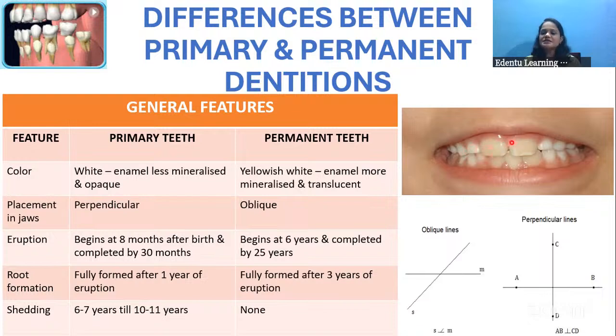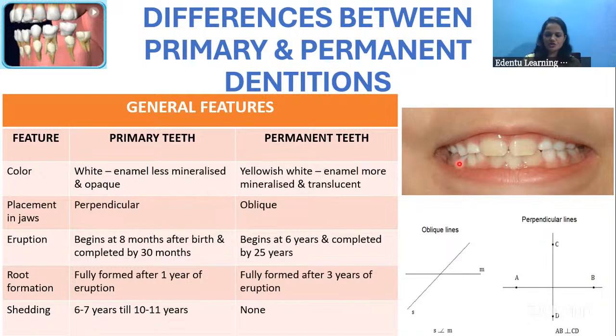Whereas this is the permanent teeth, the newly erupted permanent teeth. In the permanent teeth, you will see that it is somewhat yellowish white in color. Why yellowish white? Because the enamel is more mineralized and it is translucent in nature, so the underlying dentine color is reflected very prominently. So from this one image itself, you can see the color difference between the primary and the permanent teeth.